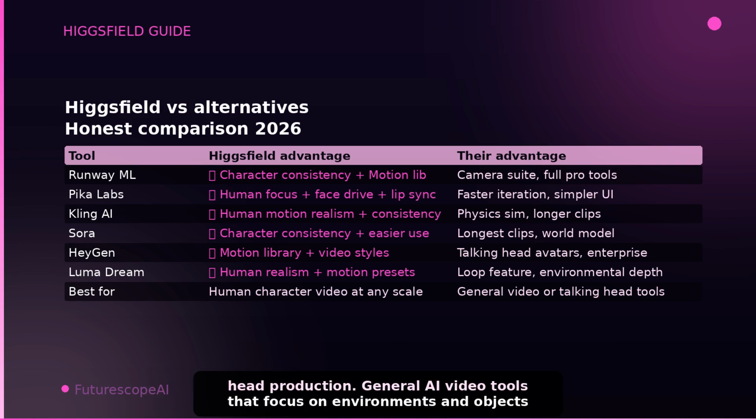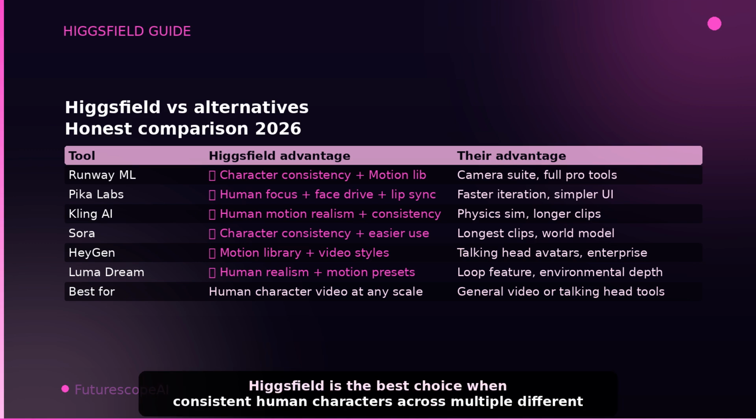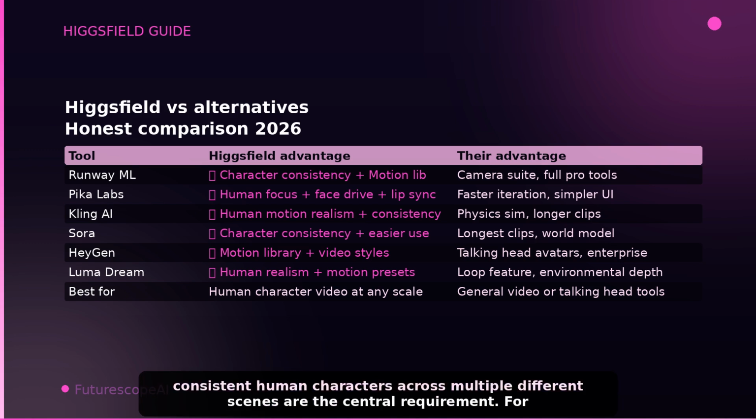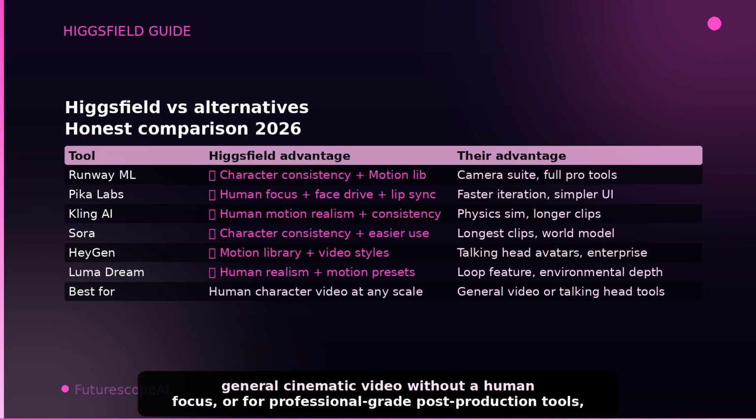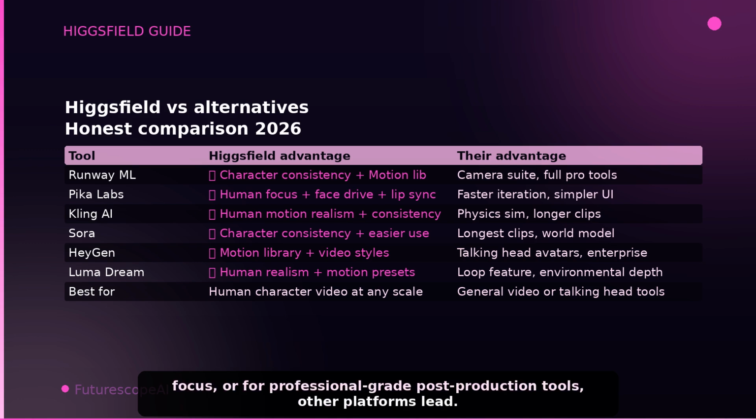General AI video tools that focus on environments and objects do not match Higgsfield's human realism and motion presets. The honest summary: Higgsfield is the best choice when consistent human characters across multiple different scenes are the central requirement. For general cinematic video without a human focus, or for professional-grade post-production tools, other platforms lead.